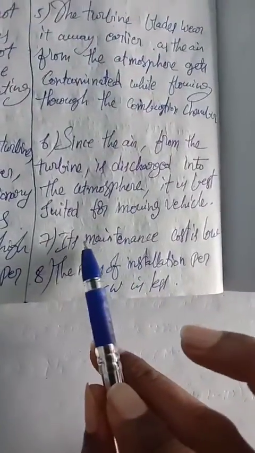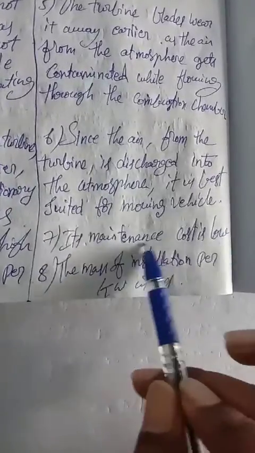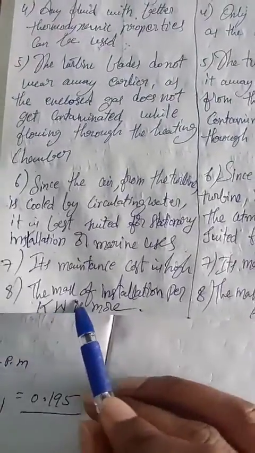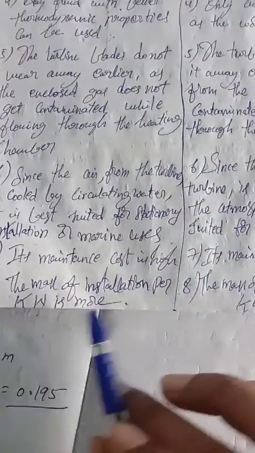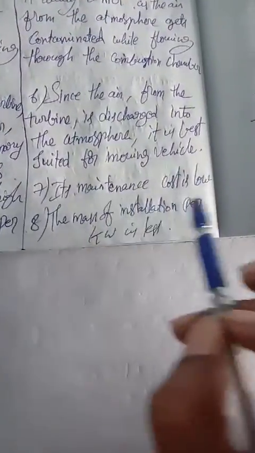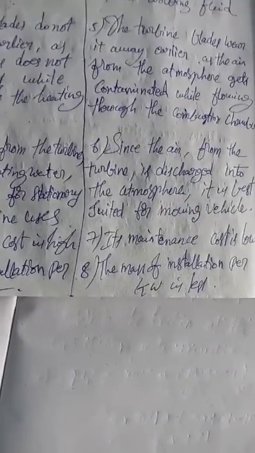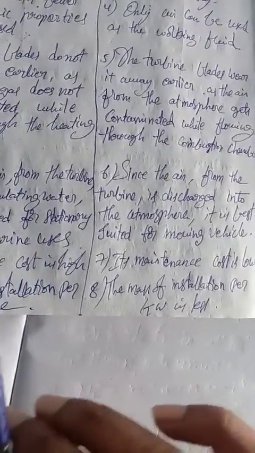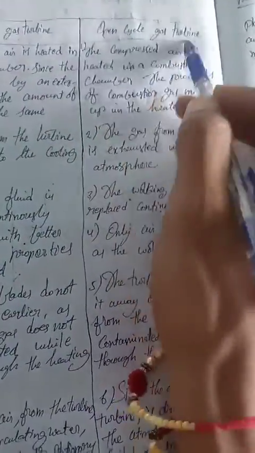In closed cycle, the maintenance cost is high, and in open cycle, maintenance cost is low. And now the last point: in closed cycle, the mass of installation per kilowatt is more, and in open cycle, the mass of installation per kilowatt is less. So these are the differences between closed cycle gas turbine and open cycle gas turbine.